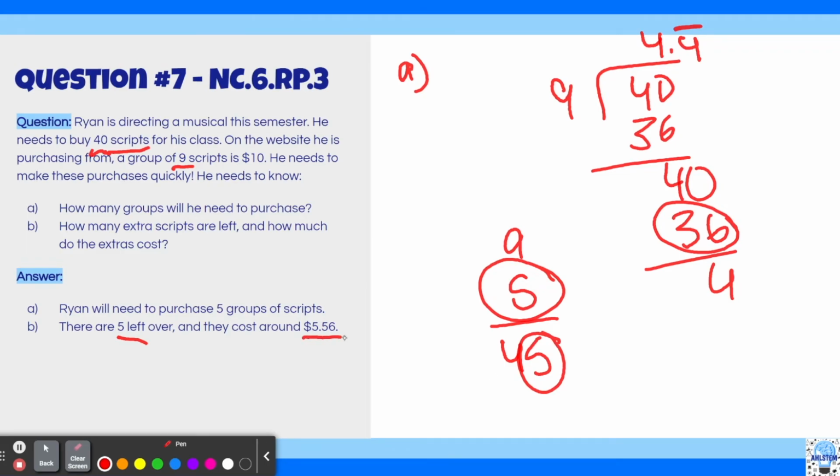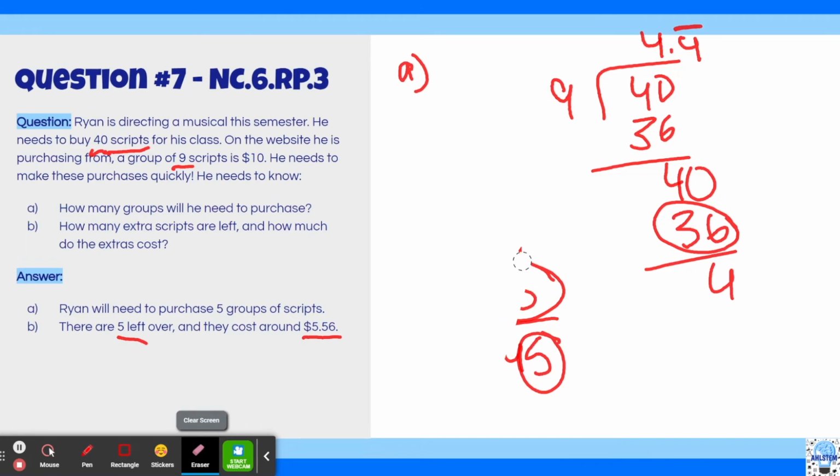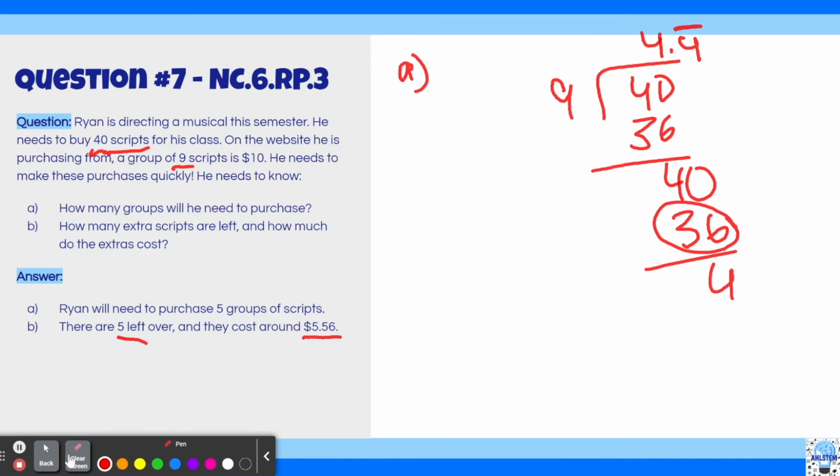So how do we figure out how much they each cost? So if 9 is $10, then how much do these extra 5 cost? Let's put it in our little butterfly setup. Butterfly multiplication is very useful, if you couldn't tell. But anyways, let's set this up. So 9 scripts cost $10. So 5 scripts cost how many? Let's do our butterfly multiplication.